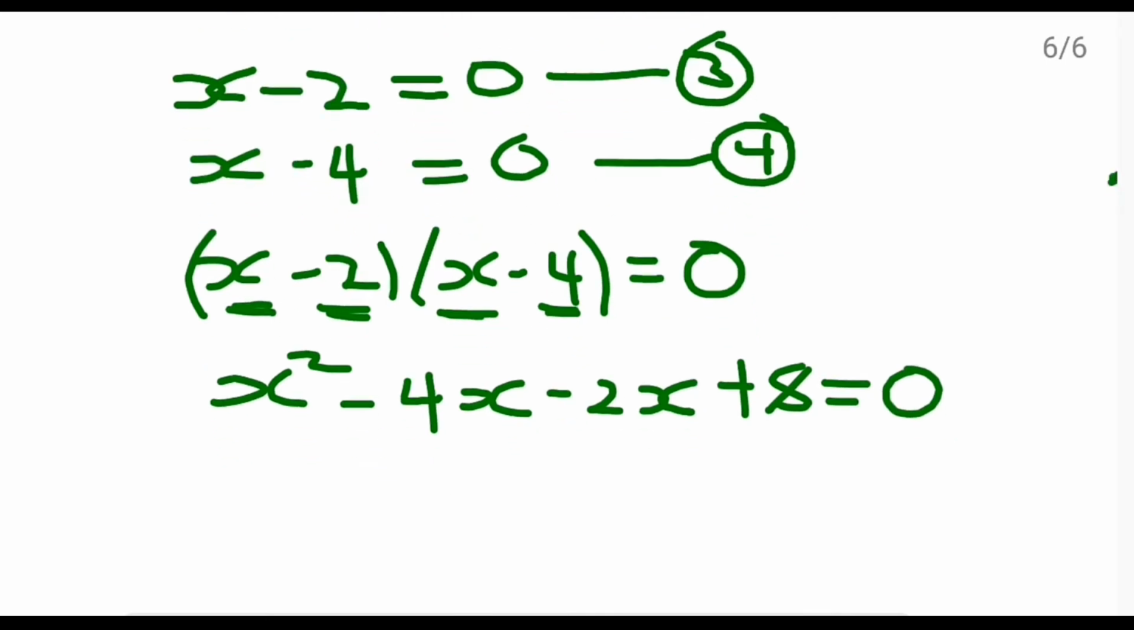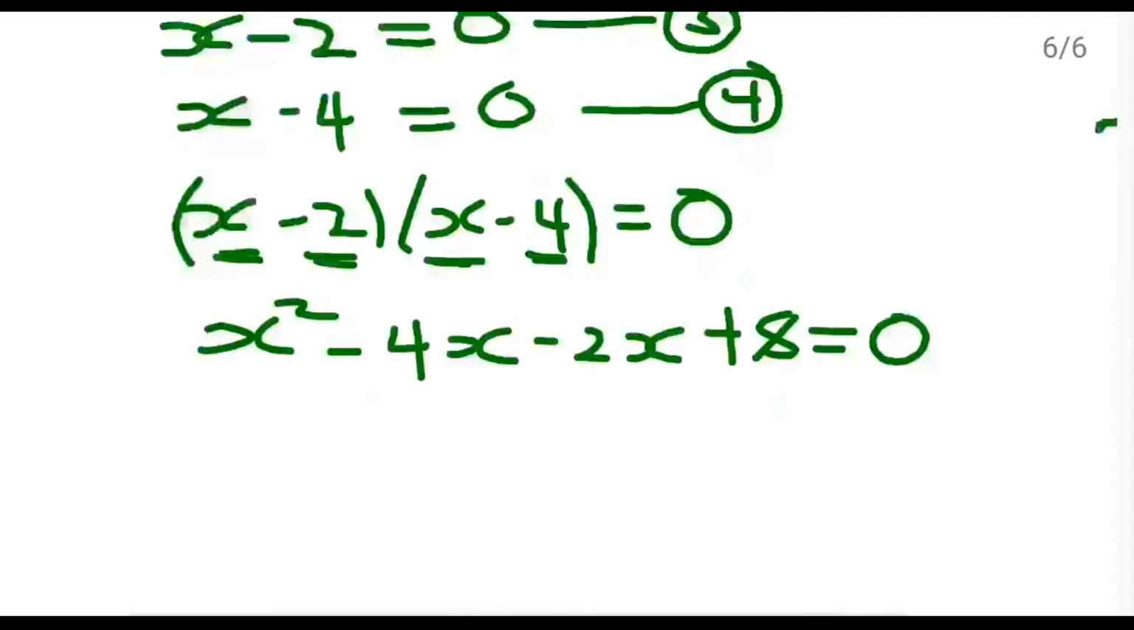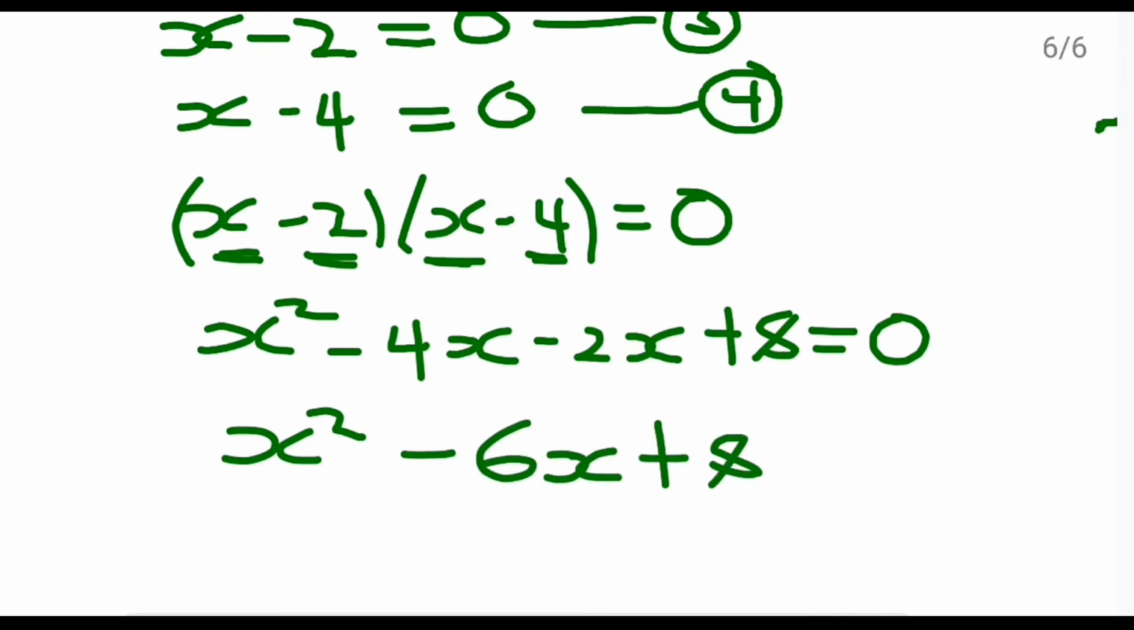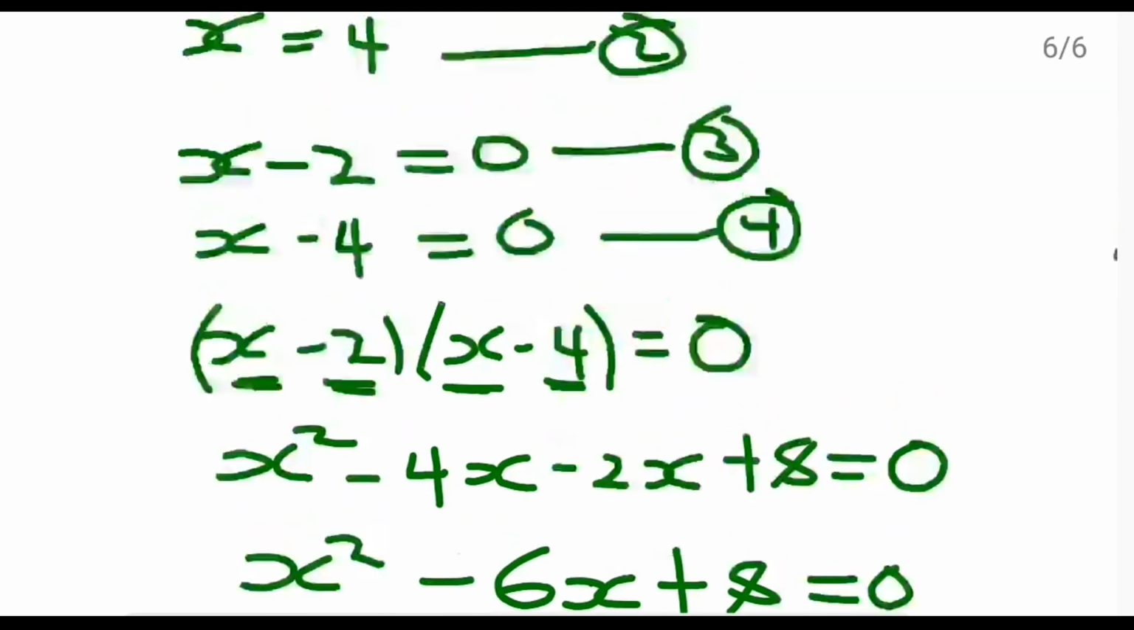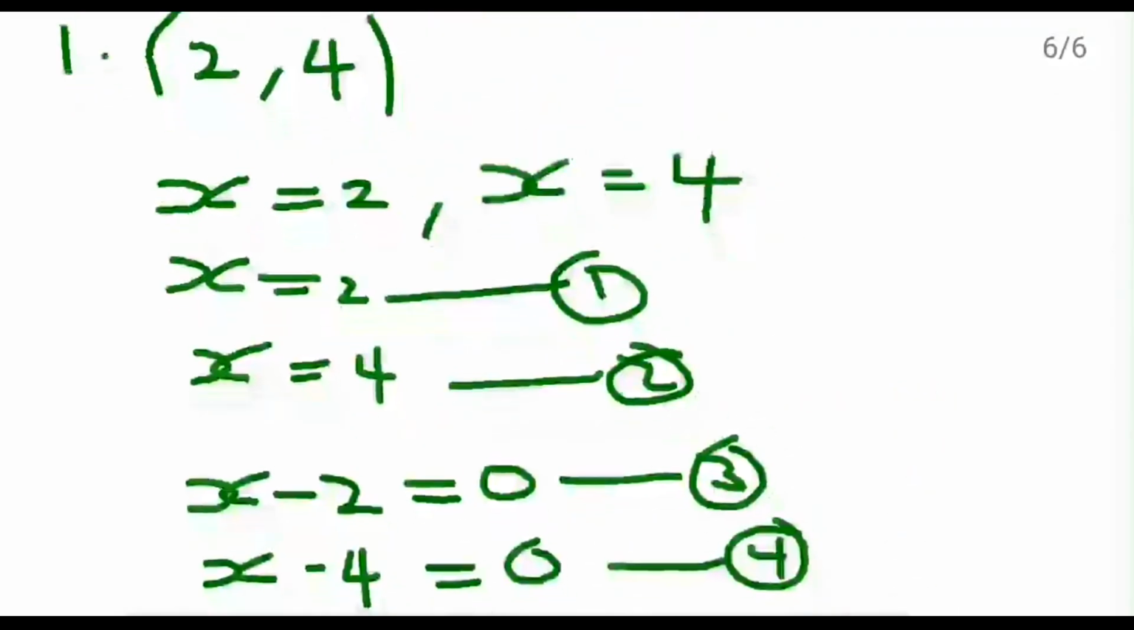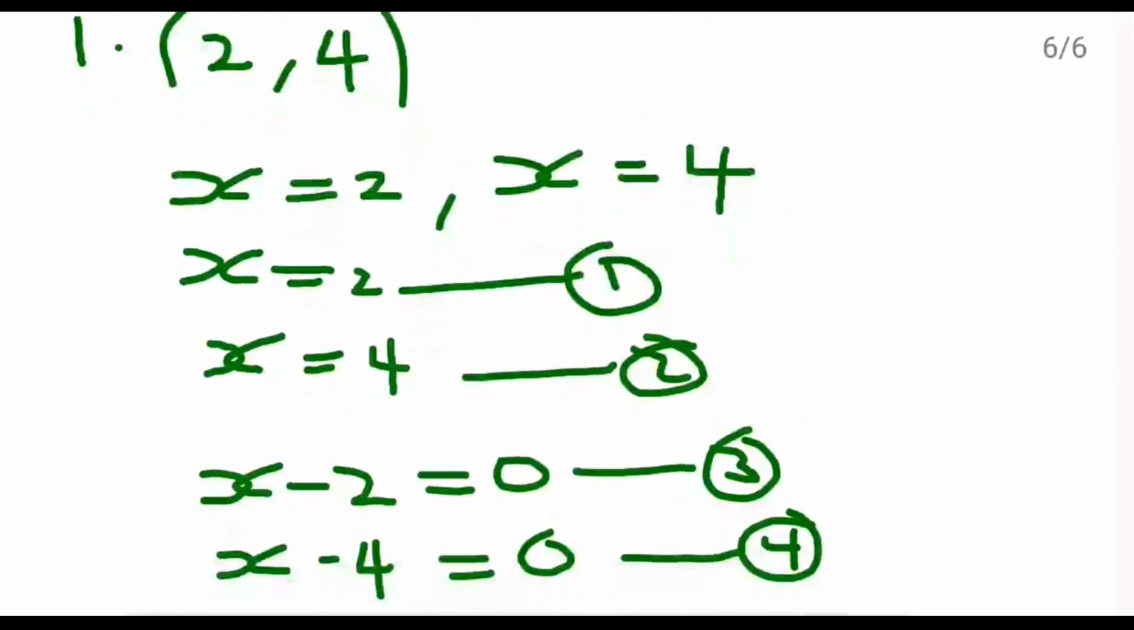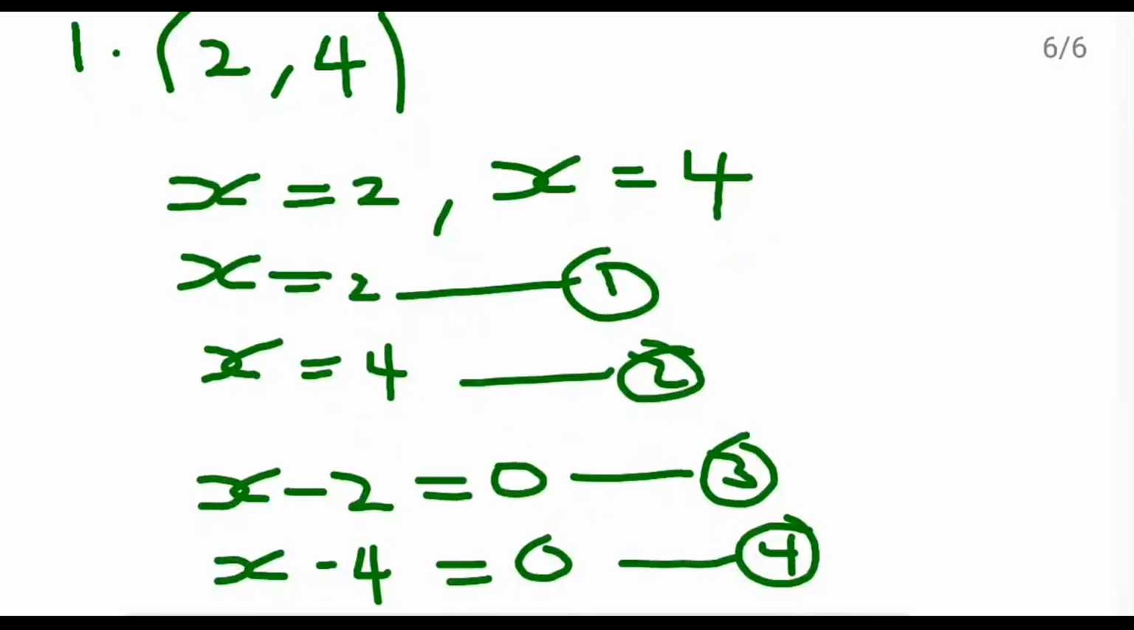We can simplify this more so that we have x squared minus 6x plus 8 equals 0. That is the quadratic equation that we were told to form from 2, 4. Let us go to another example, example 2.